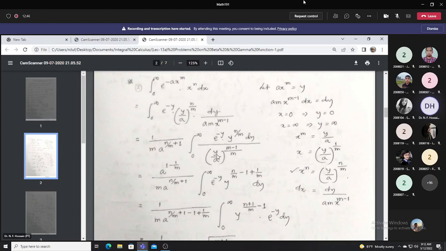Next math. Here e to the power minus a x to the power m into x to the power n. Since there is e to the power minus something, we will try to get an expression for gamma of something. So what should be our substitution? Let us take a into x to the power m as y. x is already there, so you cannot take x. Now you take the differential, it should be a into m into x to the power m minus 1 into dx equal to dy.